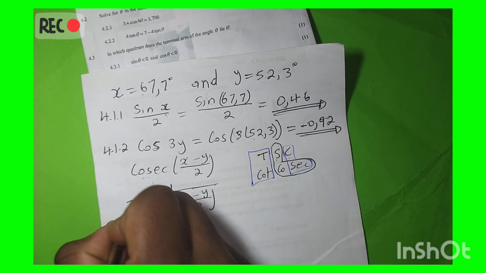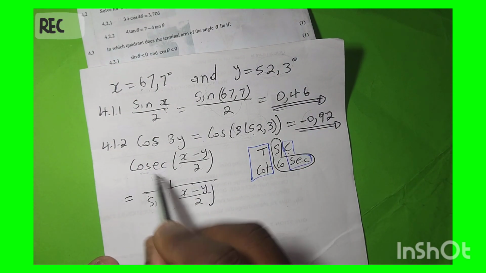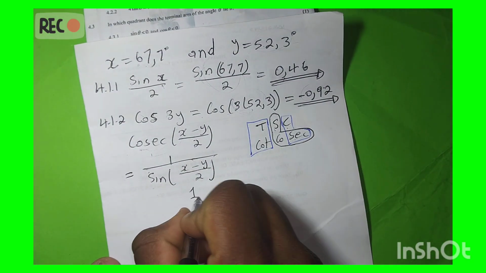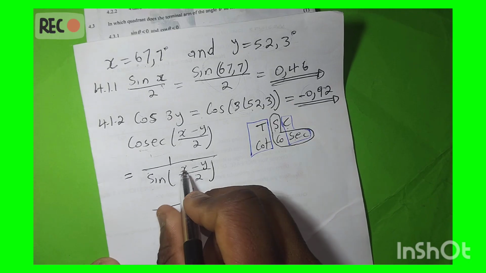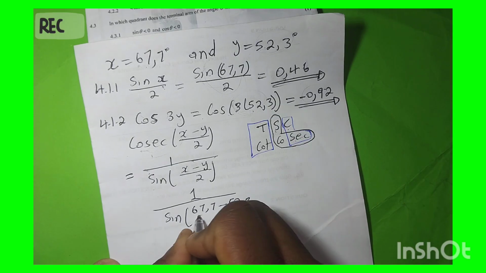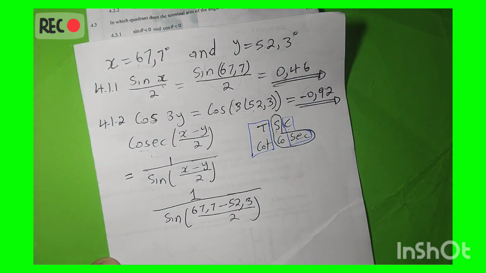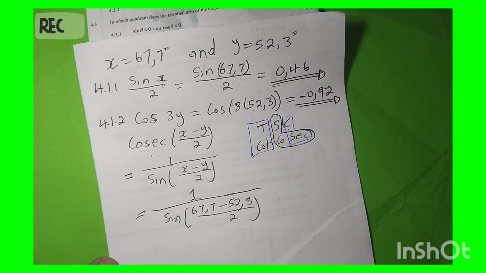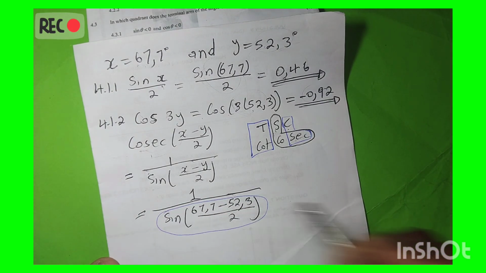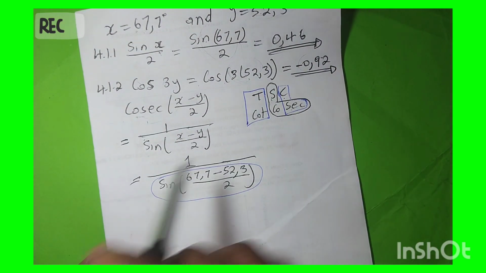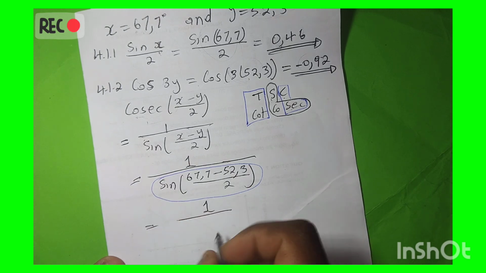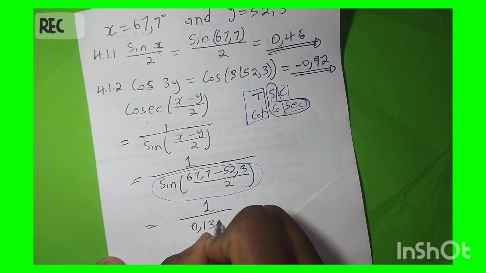And now what you can do, you can substitute. Where there is x, you'll put that number, and where there is y, you'll put that number, meaning this will become sine of (67.7 minus 52.3) divided by 2. So now from your calculator, you can start by pressing your denominator. After you press your denominator, this is the answer that you will get from your calculator. Then you can round that number to 3 decimal places.